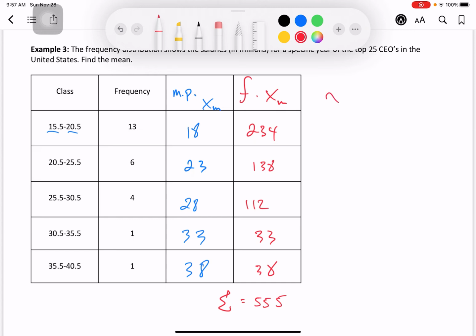Okay. And then x bar is 555 divided by n, right? So we're going to add this up. 25. So divide this by 25. And we're going to get our answer of 22.2. Oh, look at that.